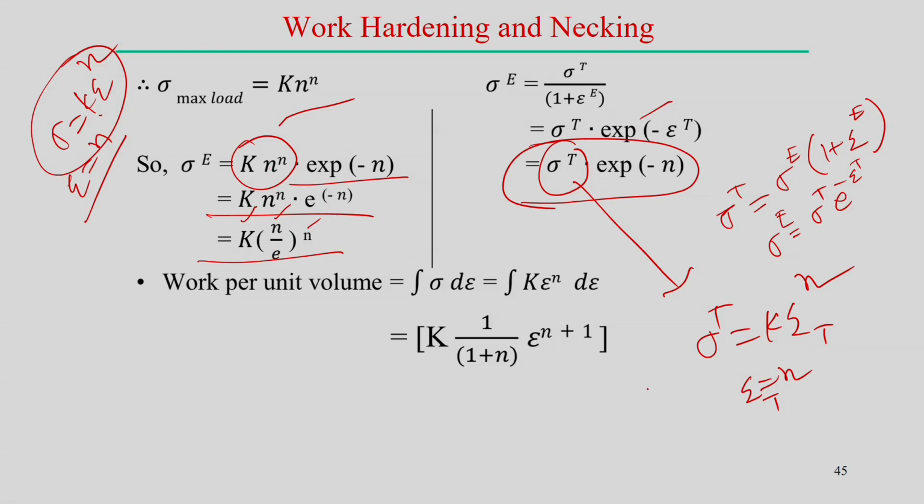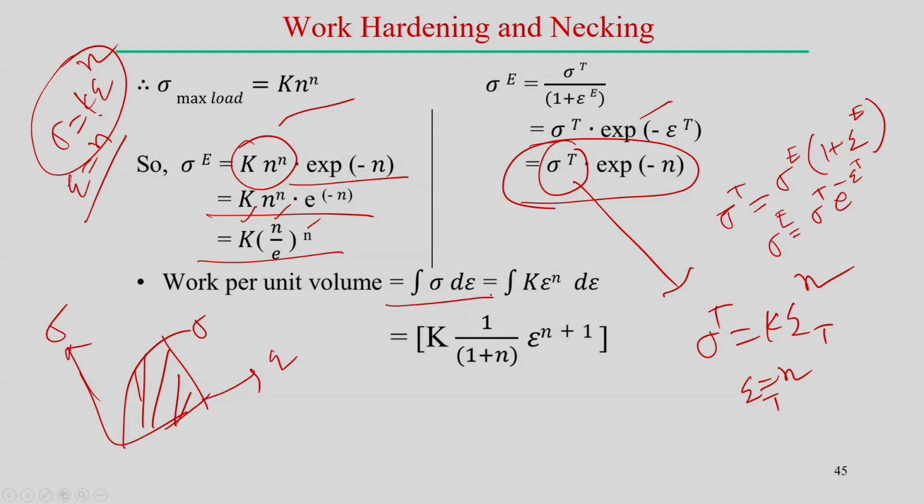Of course, within this stress-strain diagram we can find out the work done per unit volume. It is a simple relation: the area under the stress-strain curve, the integration of stress d epsilon. From here you can find out the expression for that, and we can find out this expression for work hardening and the necking phenomena in this particular case.